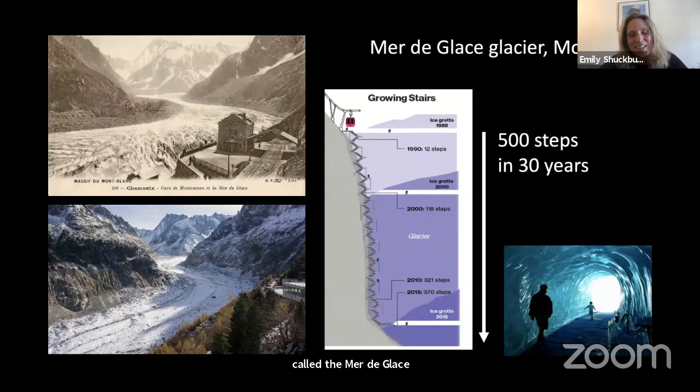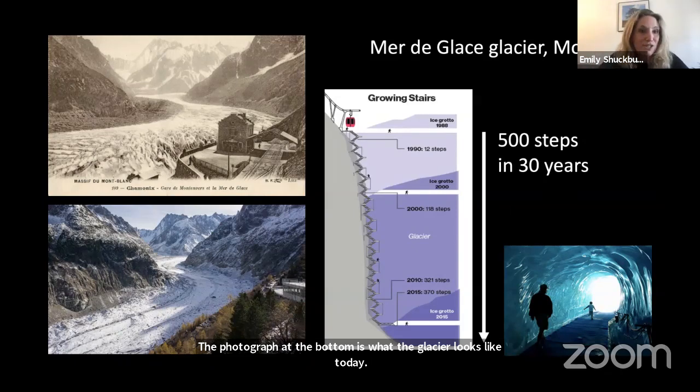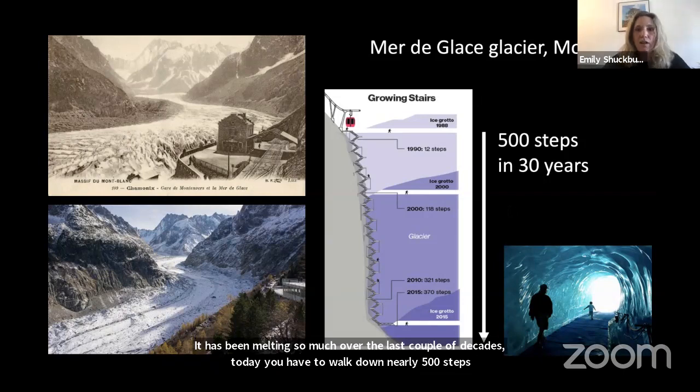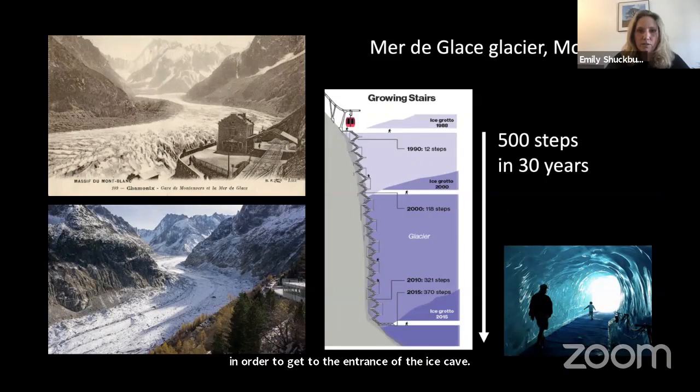But perhaps one of the most striking examples of exactly how much retreat we've been seeing is this. You can go as a tourist to look at that glacier, and the photograph on the bottom right is of an ice cave that you can visit. A cable car was put in place back in 1988 to help tourists visit the glacier, and back in 1988, you could just step straight off the cable car and into the ice cave. But so much has there been melting over the last couple of decades that today you have to walk down nearly 500 steps in order to get to the entrance of the ice cave. Really, there's been very dramatic change to this glacier and to very many glaciers around the world.